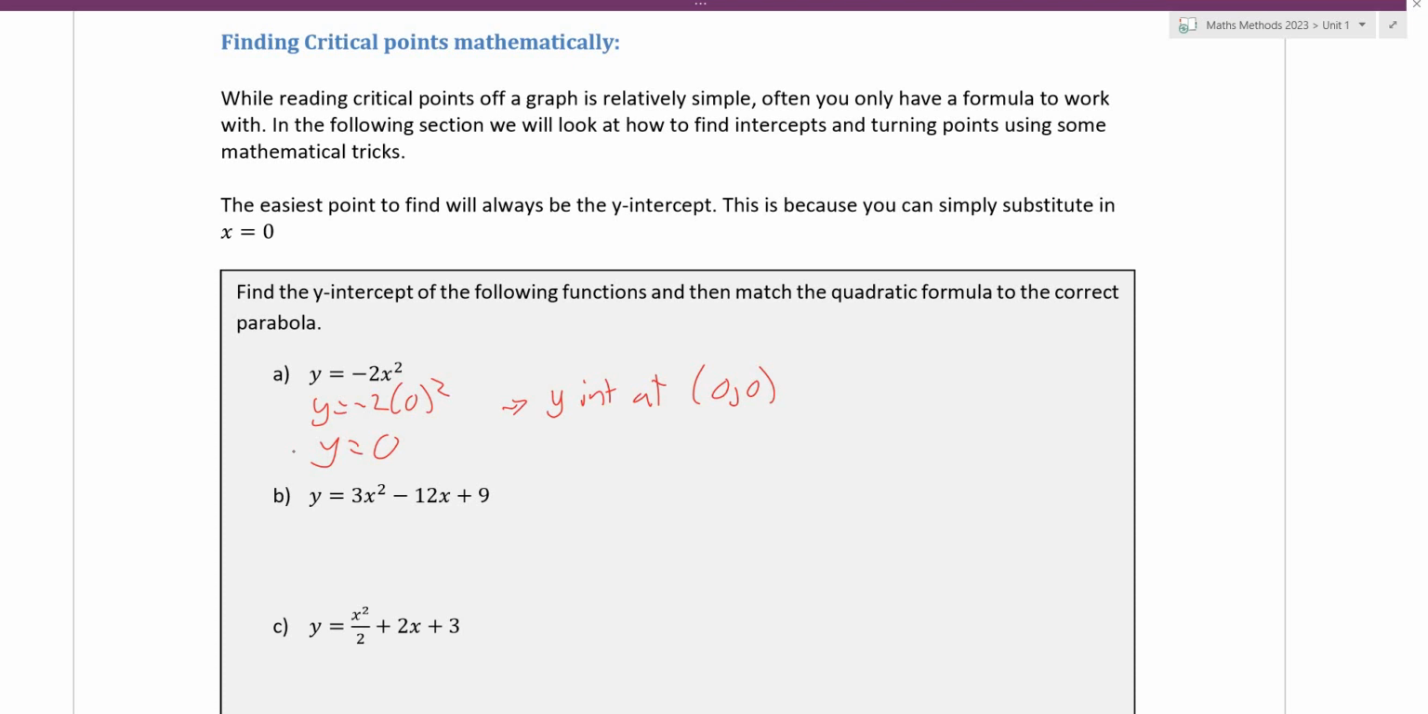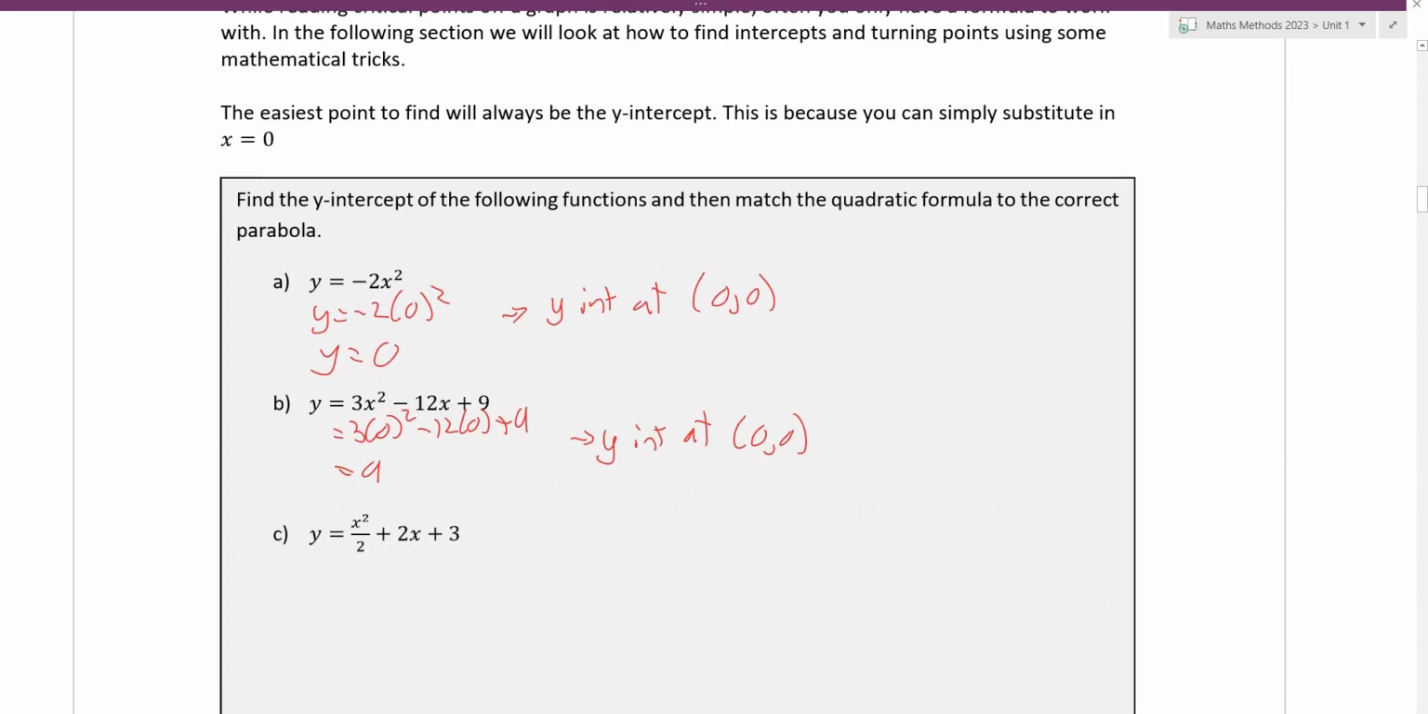No, so the 3x squared, the x squared becomes 0. 3 times 0 is 0. The next one, the minus 12x, the x becomes 0. 12 times 0 is 0, so you end up with 0 minus 0 plus 9, which is 9. So let's sub it in. 3 times 0 squared minus 12 times 0 plus 9 equals 9. So y-intercept at 0, 9.